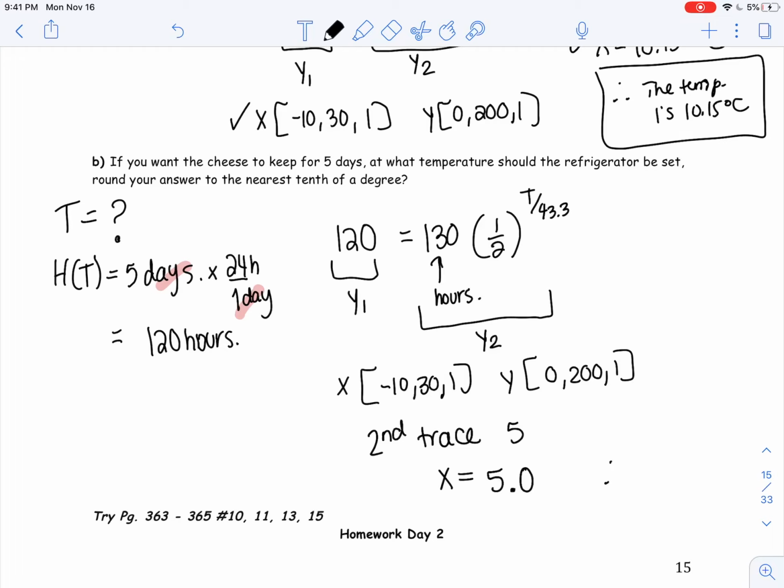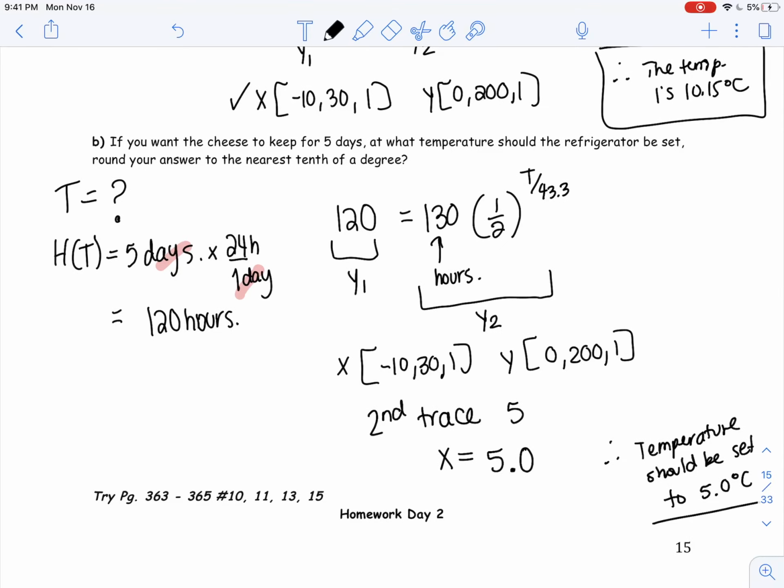and to the nearest tenth we have to put 0.0. So that's to the nearest tenth is 1 decimal point. So therefore, temperature should be set to 5.0 degrees Celsius. Okay, so make sure you have that summary statement at the very end.